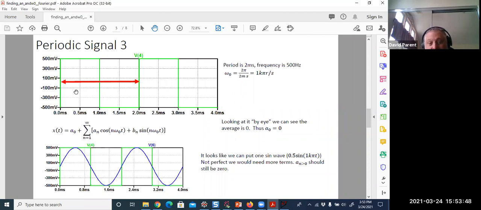They want to hear you talk about it and say, well, let's see, the period is 2 milliseconds, so the fundamental frequency is 1/2 milliseconds. It seems to be going from -500 to 500 millivolts, so it seems to be symmetric, and it seems to be on about half the time. So I'm thinking that the DC average is going to be 0, right? And then so on.